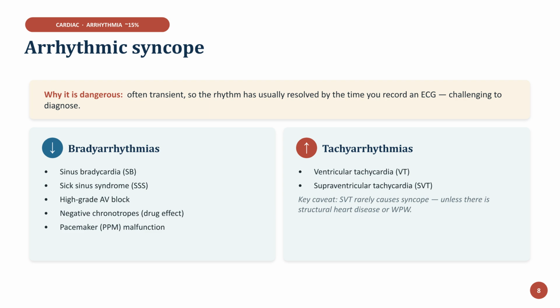Arrhythmic syncope is challenging because the arrhythmia is often transient and resolved by the time you obtain an ECG. We categorize them as bradyarrhythmias, such as AV block or drug-induced slowing, or tachyarrhythmias such as ventricular tachycardia. Remember that SVT rarely causes syncope unless there is underlying structural heart disease or WPW syndrome.